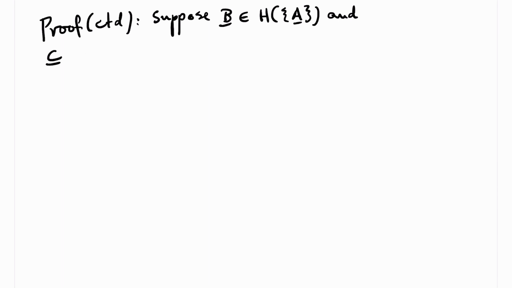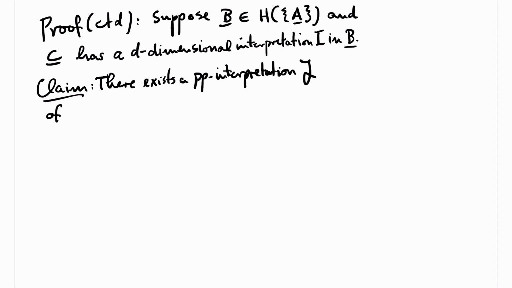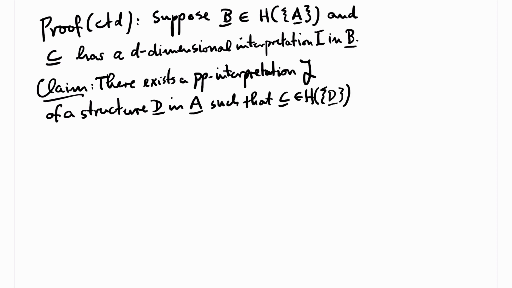To prove the inclusion that we have indicated in green, let A and B be structures that are homomorphically equivalent. And suppose that C has a d-dimensional primitive positive interpretation in B. We have to prove that there exists a primitive positive interpretation J of a structure D in A, such that C and D are homomorphically equivalent. That is, we have to close the following diagram drawn on the right.